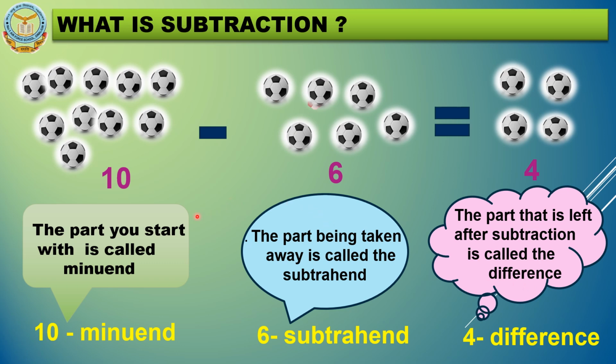Let us understand through an example. From 10 balls, if you remove 6 balls, 4 balls are left. It can be written as 10 minus 6 equal to 4. So 10 is the total number of balls. So 10 is minuend. 6 balls are removed. So 6 is called subtrahend. And 4 balls are left. 4 is your difference.